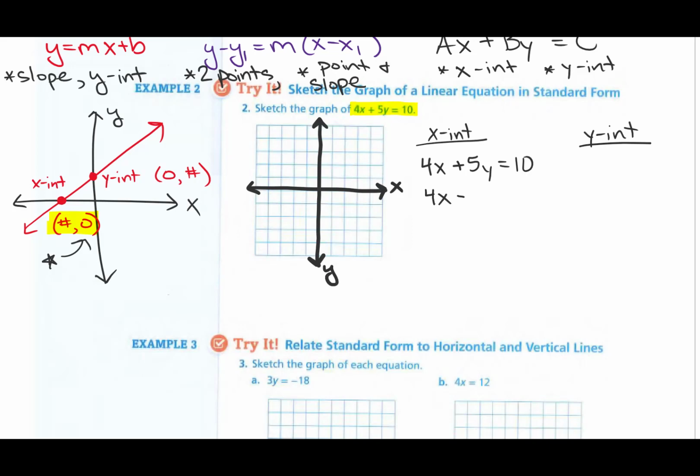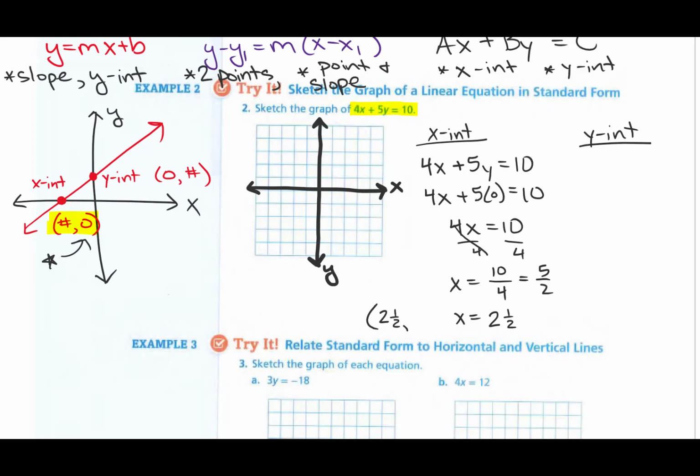So I get 4x plus 5 times 0, which is just 0. You might just plug that in. And we end up with 4x is equal to 10, and then now we're just using those solving strategies we learned last chapter. And so we get x is equal to 10 over 4, which is 5 over 2. I'm going to rewrite this as a mixed number. That's going to help with the graphing. And so my x-intercept, now I know this is going to be 2 and 1/2, or you could say 2.5, comma, 0. That's going to be my x-intercept. Now we're going to do the same thing, but find the y-intercept.